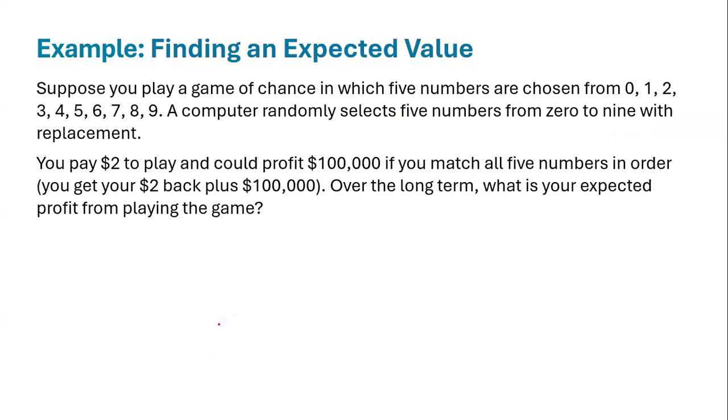Another example about this topic is that suppose you play a game of chance in which 5 numbers are chosen from 0, 1, 2, 3, 4, 5, 6, 7, 8, and 9. A computer randomly selects 5 numbers from 0 to 9 with replacement. You pay $2 to play and could profit $100,000 if you match all 5 numbers in order. And it says you get your $2 back plus that $100,000.